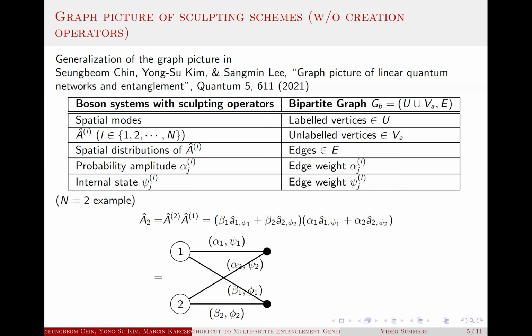For the n equals 2 example, this is the most general form of sculpting operator, and it is mapped into this bipartite graph in our mapping. Two circles correspond to two spatial modes, and two dots correspond to two subtraction operators, A1 and A2. And these dots are the unlabeled vertices here.